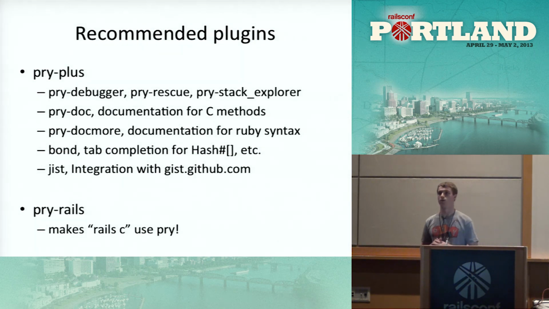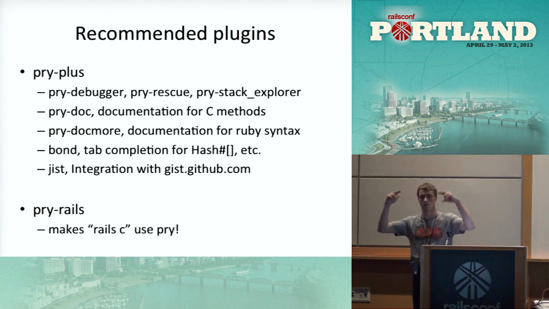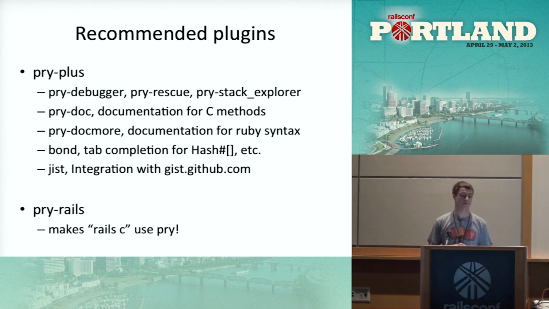Luckily, you don't have to remember all of the cool plugins because someone has already written them down for you. And Pry Plus is a collection of these 3 core plugins, like Pry Debugger, Pry Rescue, Pry Stack Explorer. If they didn't require C extensions, they would probably be in Pry itself. Then there's PryDoc and PryDocMore, which give you documentation for C methods and Ruby syntax. By default, the question mark command can only do Ruby methods because we literally just find where the method was defined and look for the documentation above it.